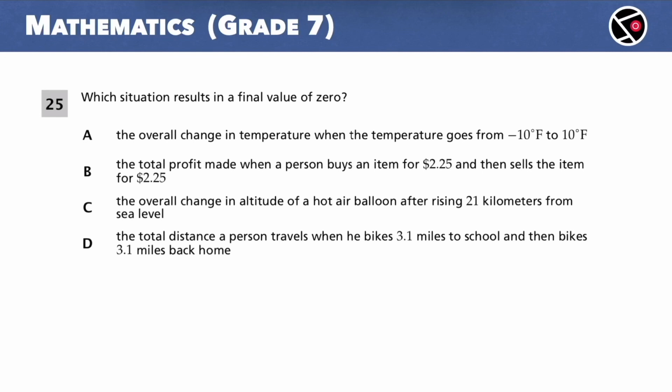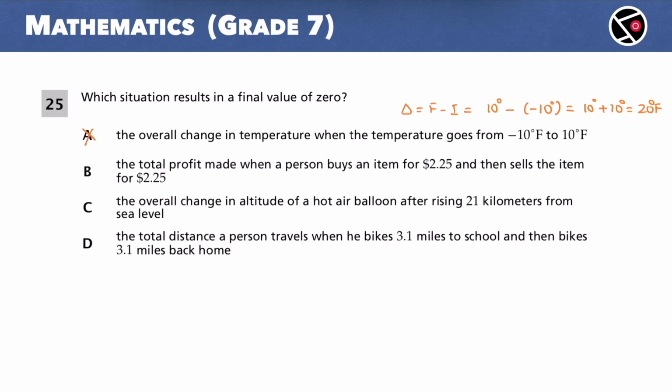Problem 25. Which situation results in a final value of 0? A. The overall change in temperature when the temperature goes from minus 10 degrees to 10 degrees. Change is final value minus the initial value. The final value is 10 degrees. And the initial value was minus 10 degrees. We have 10 degrees plus 10 degrees, which is 20 degrees Fahrenheit. A is definitely incorrect.